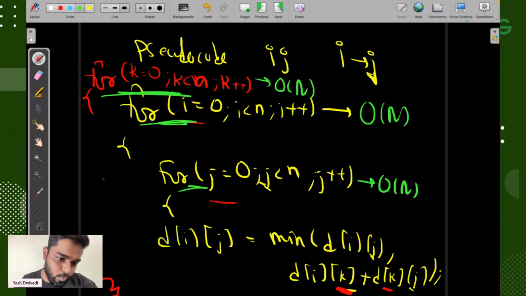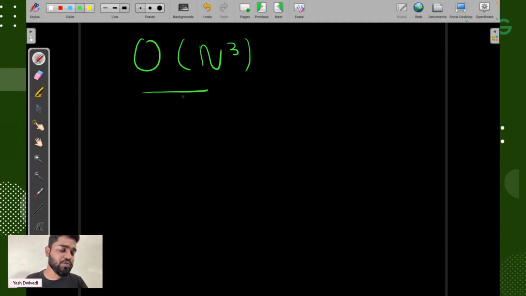So the time complexity of our thought process would be nothing but order of n cube, right? This is the approach for this particular problem. Now one more thing that we have been given: do you know about this particular thing, adjacency matrix, right?